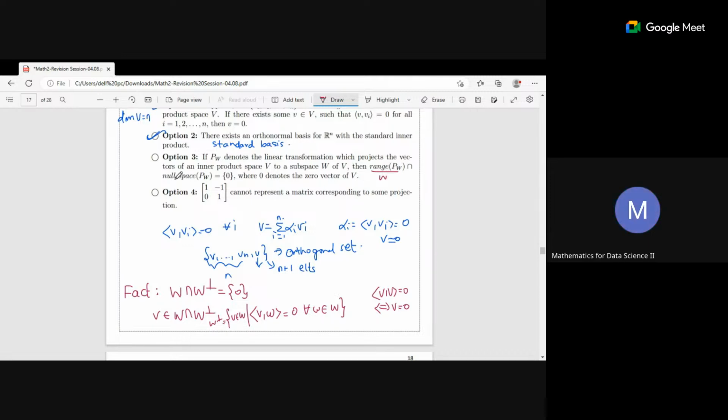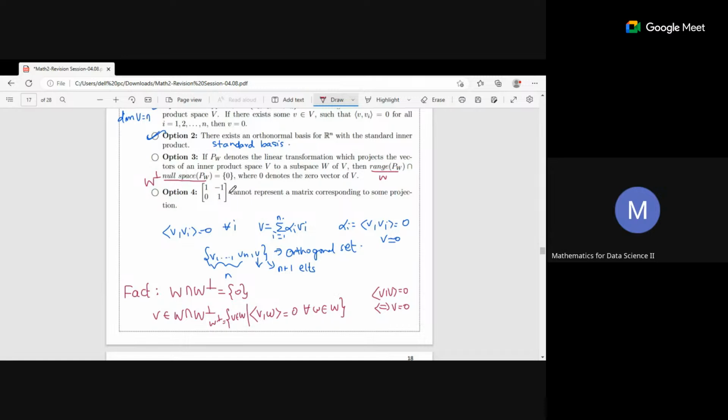Dimension. And what is the null space of PW? It is W perp. So W intersection W perp is 0. Okay, fine.